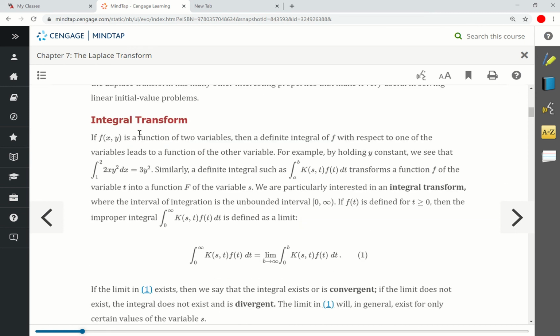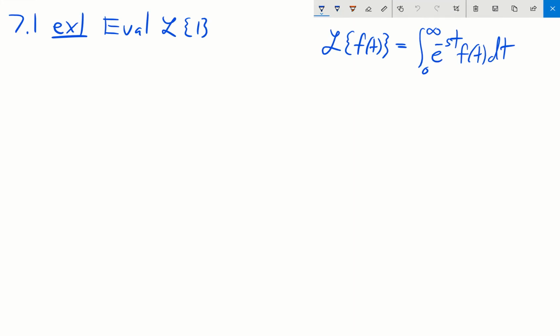So recall, from perhaps a calculus 3 class, that we might have a function, let's call it f of x, y, that is a function of two variables. And let's suppose that the definite integral of f with respect to one of the variables would lead to a function of the other variable. For example, if we hold y constant, thinking of this function 2xy squared, then we can take the antiderivative of this with respect to the x variable. You would use your standard rules. Let me maybe show this part. So this is a good review.